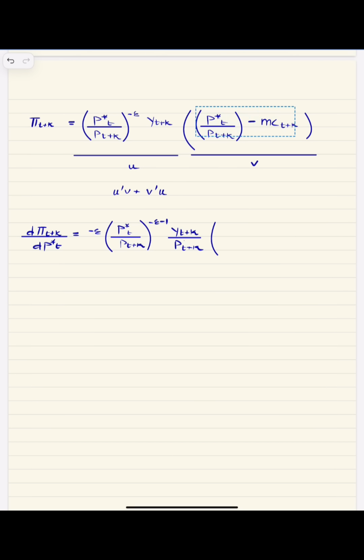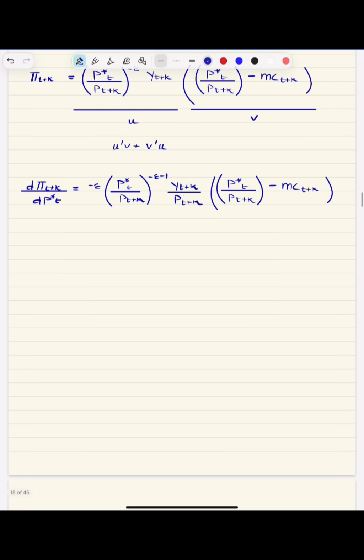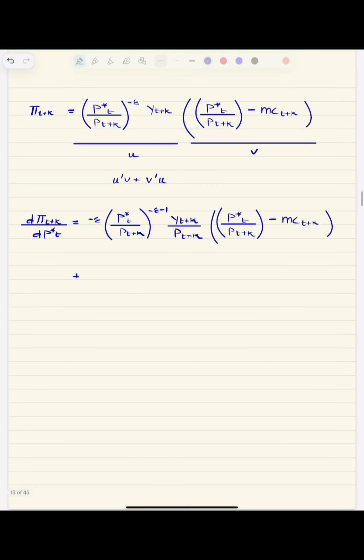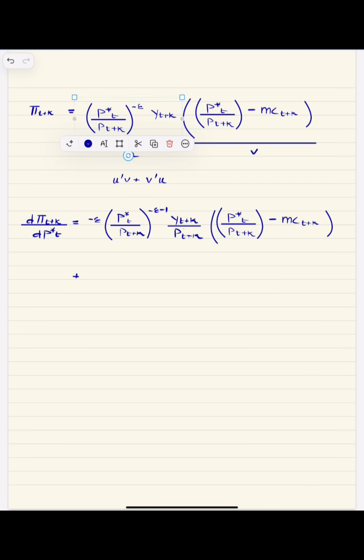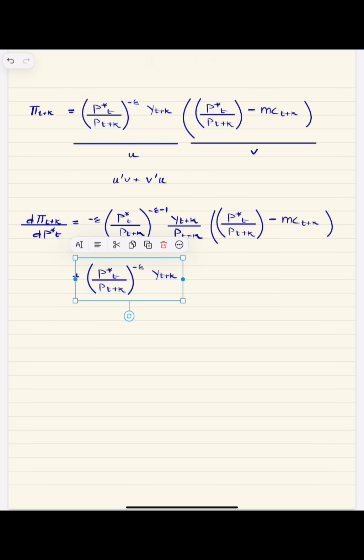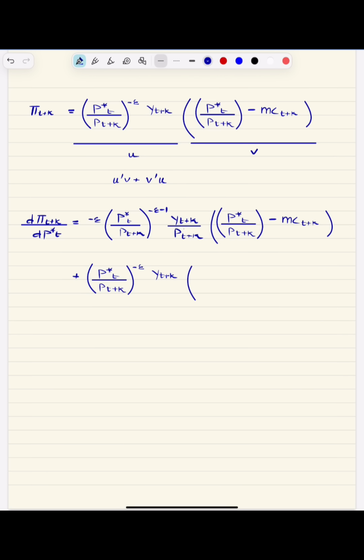So v comes as it is. Okay, then u as it is. So let's just write u as it is, and the derivative of v is just 1 over p t plus k, because that's the constant being multiplied by p star, and there's no p star here.